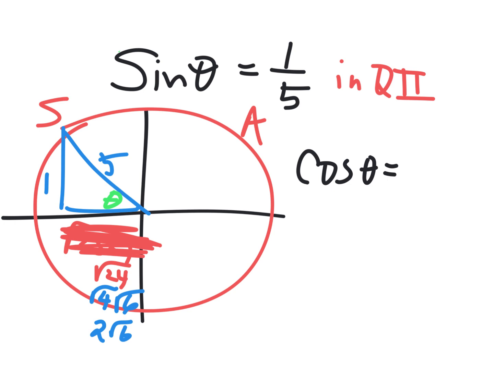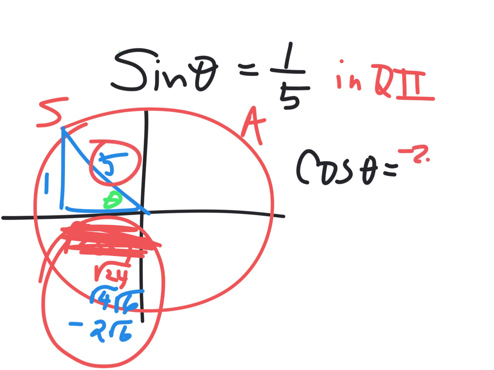Okay, now what's the most common mistake in circle trig? Negatives. There's a negative on it. And last but not least, cosine is adjacent over hypotenuse. This side right here is the adjacent side over the hypotenuse. So -2 root 6 over 5. Other than the negative, how many of you would have had that one right? Okay, good. All right.